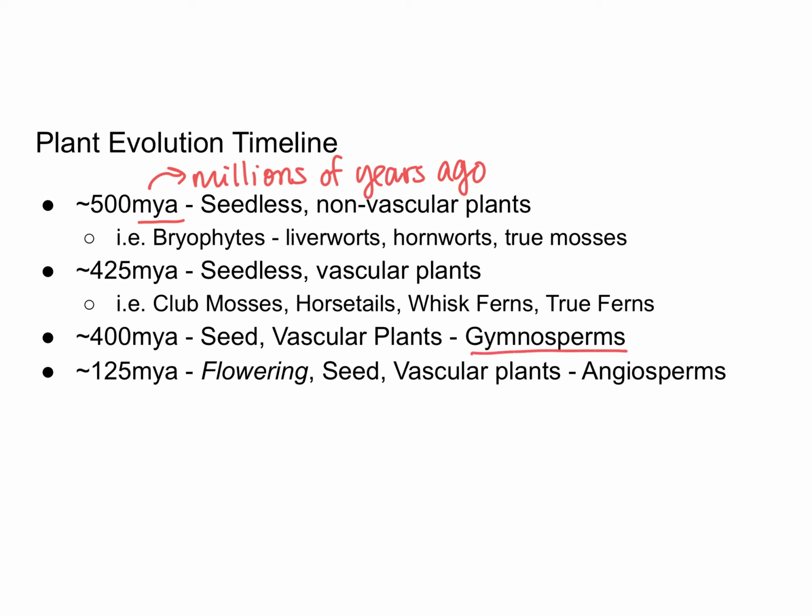And then a long time later, so about 125 million years ago from today, the first flowering, seed-producing vascular plants arose, and these are known as angiosperms. And in this lesson, we're going to be focusing on the seed-producing plants, and then we'll talk a little bit more about the gymnosperms and angiosperms in more detail.